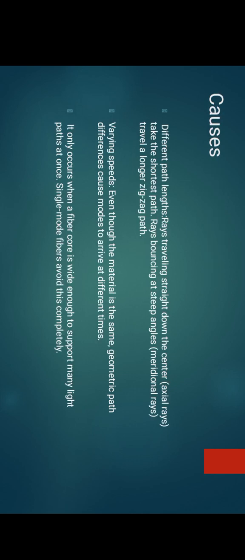The causes of intermodal dispersion. First one, different path length. Rays traveling straight down the center take the shortest path. Rays bouncing at steep angles travel a longer zigzag path. The second one, varying speeds. Even though the material is the same, geometric path differences cause modes to arrive at different times. It only occurs when a fiber core is wide enough to support many light paths at once. Single mode fibers avoid this completely.